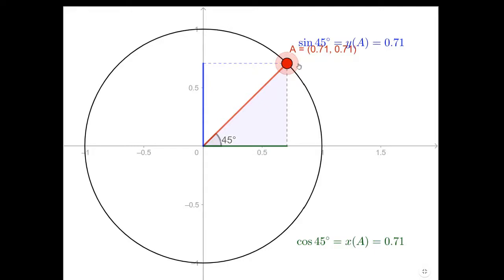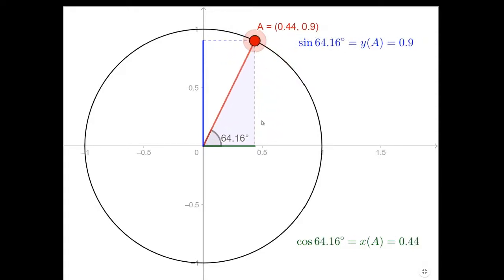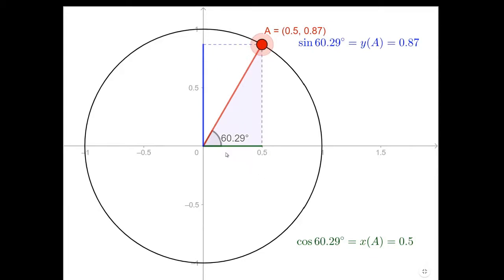That I will tell you later. We'll come to it in the coming lectures. You might not be able to understand that now. Okay, let me put a different value. See, this is almost 0.5. Horizontal length is 0.5. Therefore, cos of 60.29 degrees is 0.5, and the vertical length is almost 0.87.